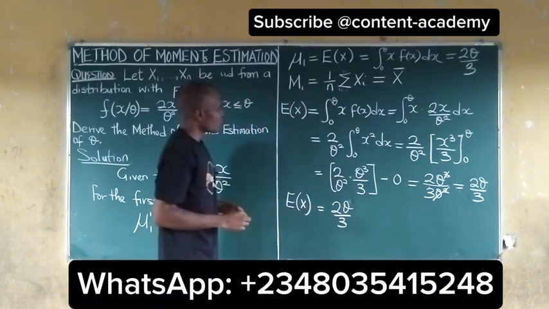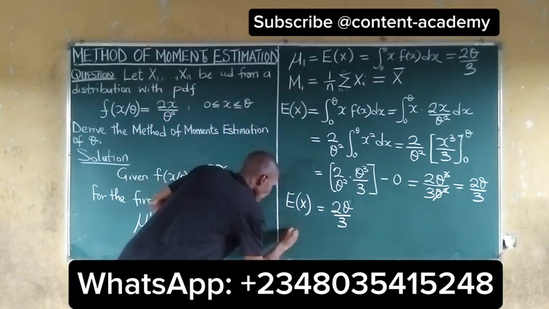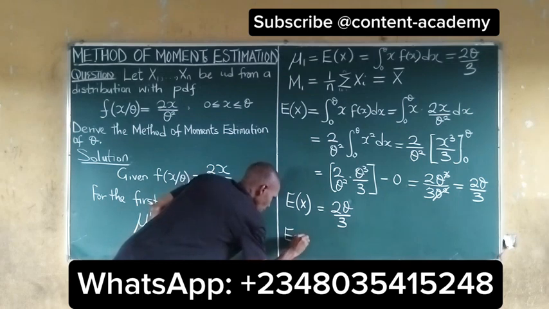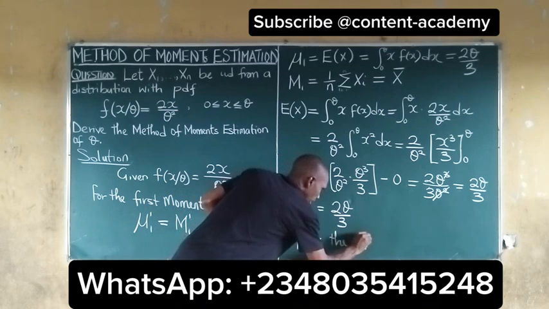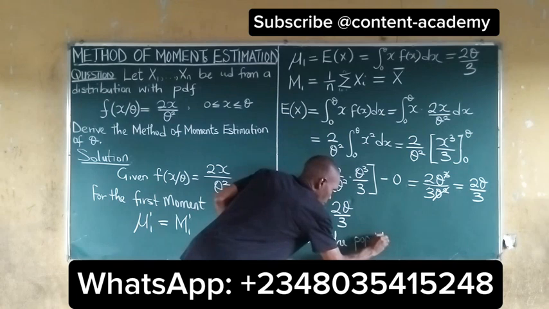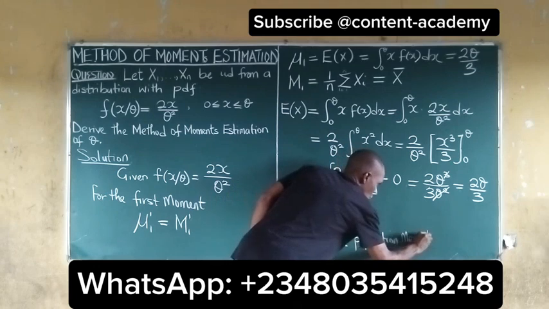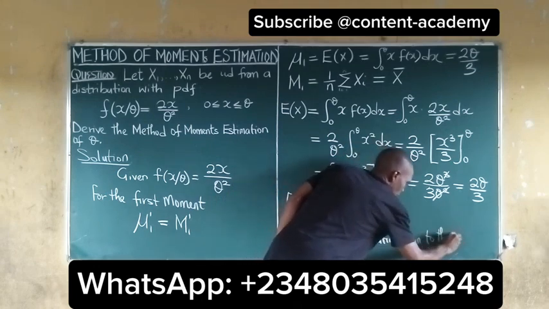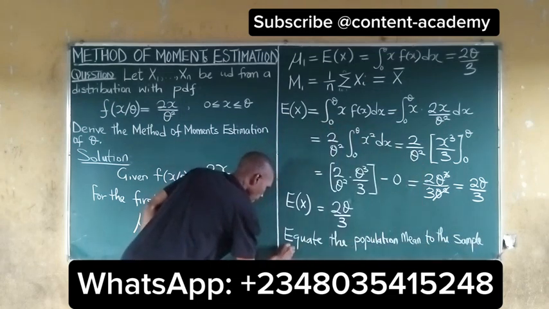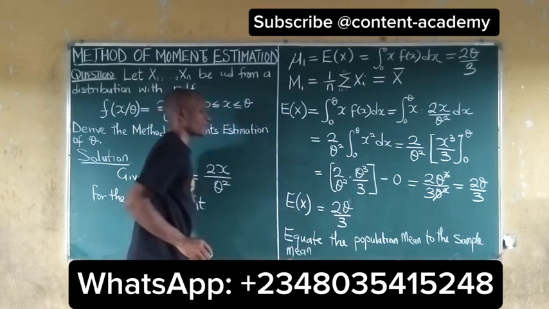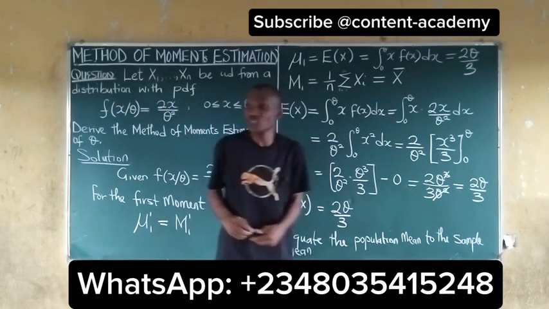Now, the next thing to do is to equate the population mean to the sample mean. So we have to equate these two things, then find our estimate, which is theta.